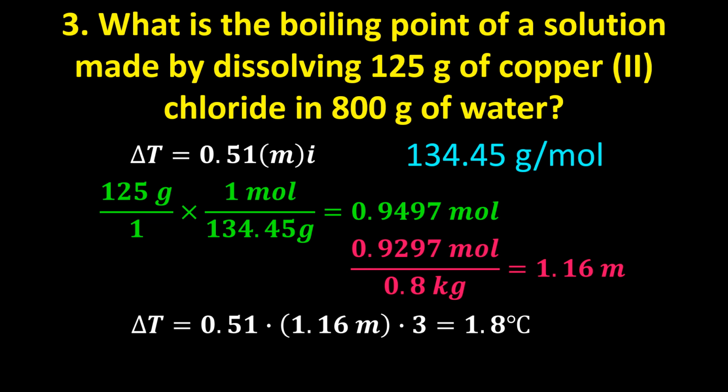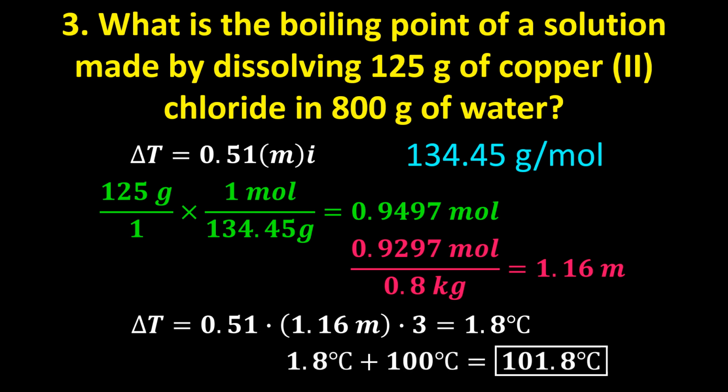Now we can plug into the formula, and as you can see, we've got the molality plugged in there and the 3 for the number of ions, and this tells us that the boiling point is 1.8 degrees Celsius above where it was before. Remember, this is delta T. So we have to add the boiling point to it, 100 degrees Celsius. So we'll take 1.8 plus 100 to figure out that the new boiling point is 101.8 degrees Celsius.